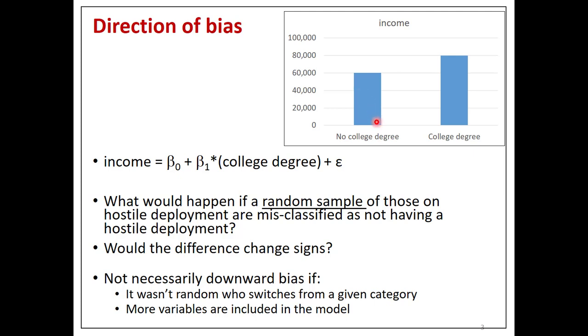Okay, but the most likely situation, especially if it's a random selection of those who get misclassified, is that there'll be a bias towards 0, towards minimizing any difference.